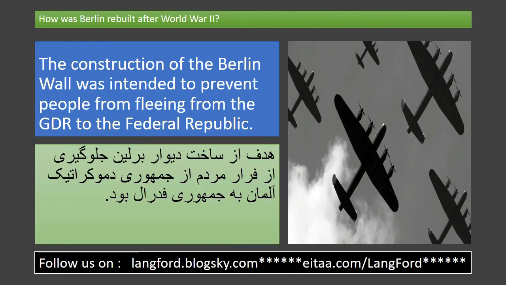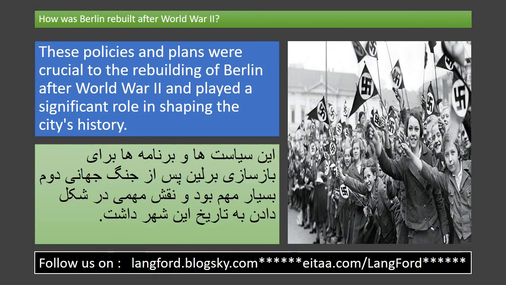The construction of the Berlin Wall was intended to prevent people from fleeing from the GDR to the Federal Republic. These policies and plans were crucial to the rebuilding of Berlin after World War II and played a significant role in shaping the city's history.